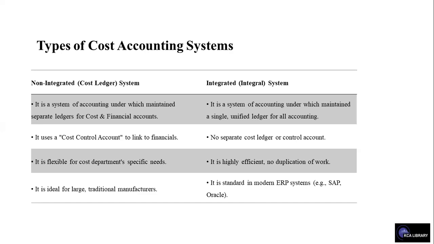traditional manufacturers. For the integrated system, it is a system of accounts which is maintained by a single unified ledger. It entails a single unified ledger for all accounting, and it has no separate cost ledger or cost control account. It is highly efficient, with no duplication of work, and it's a standard in modern ERP systems such as SAP or Oracle.